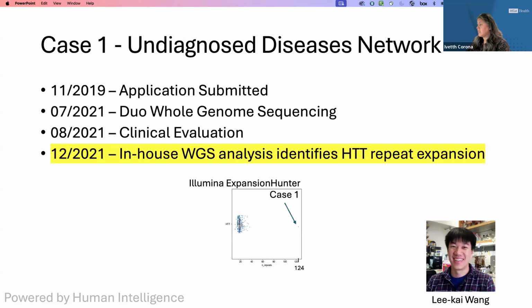This analysis was done by Li Kai Wang, and we used Illumina ExpansionHunter. I know this figure looks really tiny here, but this is the original image that Li Kai used to identify a repeat expansion in HTT of what we thought was 124 repeats.